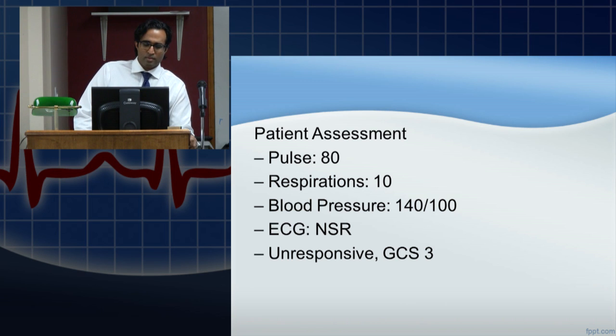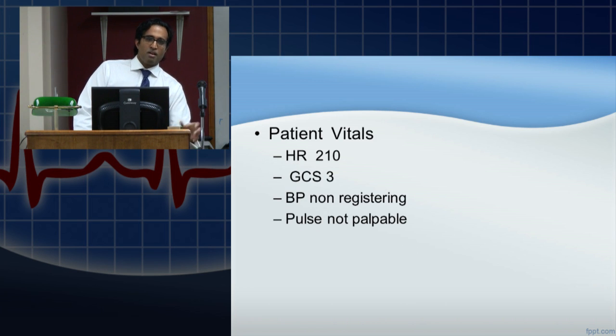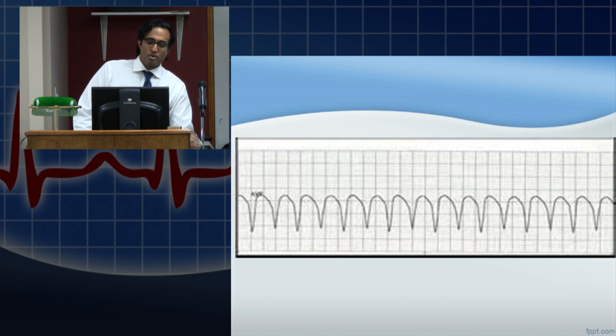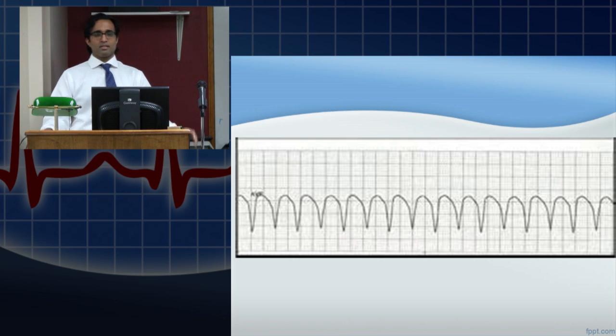That's good. All right. Now all of a sudden you look at the monitor and he's going really fast. Your blood pressure's not registering, and you can't feel a pulse. And this is what the monitor looks like. What's going on here? VTAC. So what are you going to do?